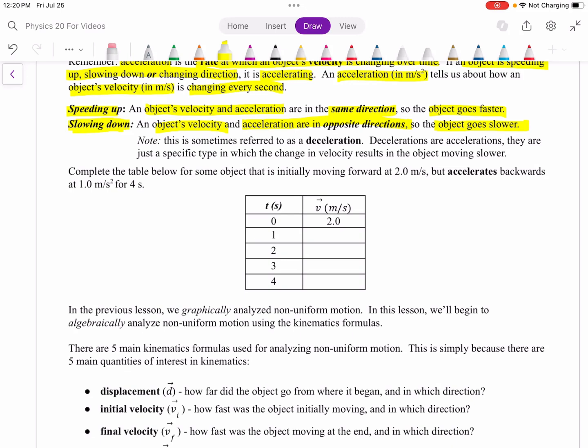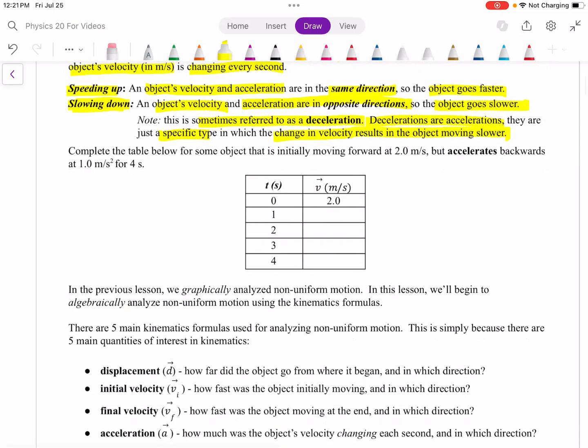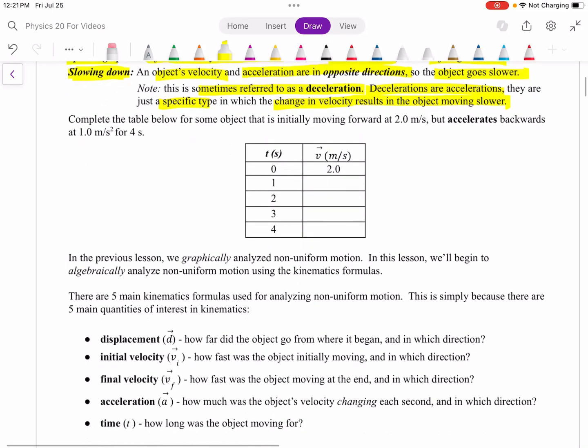Okay, special note, we sometimes refer to that as a deceleration. Remember, a deceleration is still an acceleration. It's just a special type where the change in velocity results in the object moving slower. It's just being a bit more specific, but it's still an acceleration. So I know we did this in the previous lesson, but we're going to do it again to remind ourselves and really get a feeling for and be comfortable with what an acceleration really represents, because sometimes it's a concept that trips students up a bit.